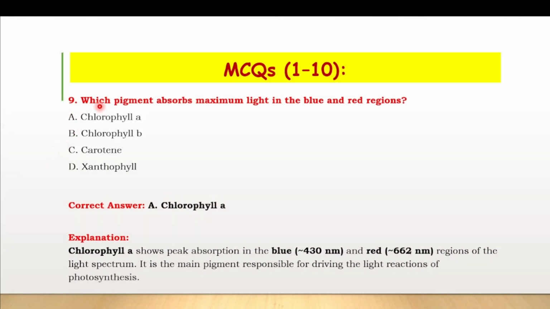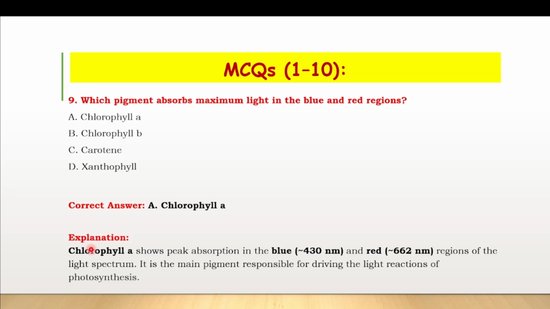Question 9. Which pigment absorbs maximum light in the blue and red regions? A. Chlorophyll A. B. Chlorophyll B. C. Carotene. D. Xanthophyll. Correct answer is A.